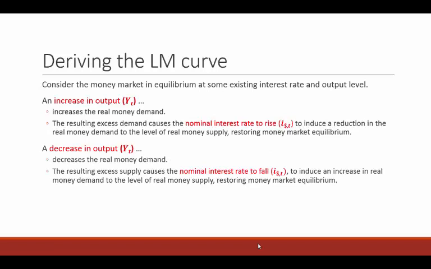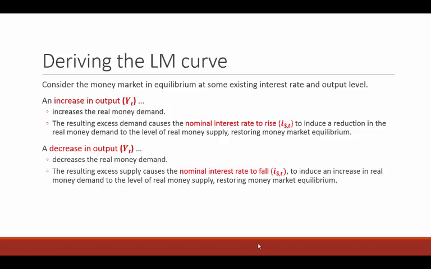Deriving the LM curve is straightforward. Consider the money market is in equilibrium and we increase the level of output. The real money demand shifts out and exceeds the real money supply at the existing interest rate. The interest rate therefore increases to reduce real money demand back to its initial level to restore equilibrium in the money market. An analogous relationship holds for a decrease in output, which results in a decrease in the interest rate.